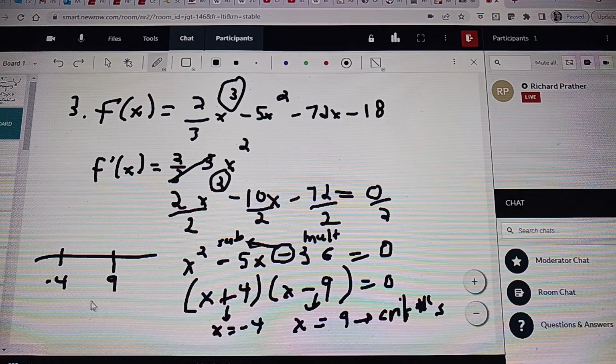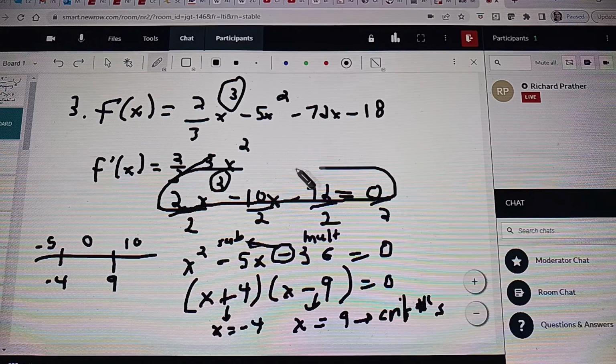And then you need to pick one number in each of these 3 regions. So I would pick -5 as my test point for less than -4. I always pick 0 when I can, and that's between -4 and 9. And then I would pick 10. You can plug them into the first version of the derivative or into the simplified version. It doesn't matter.